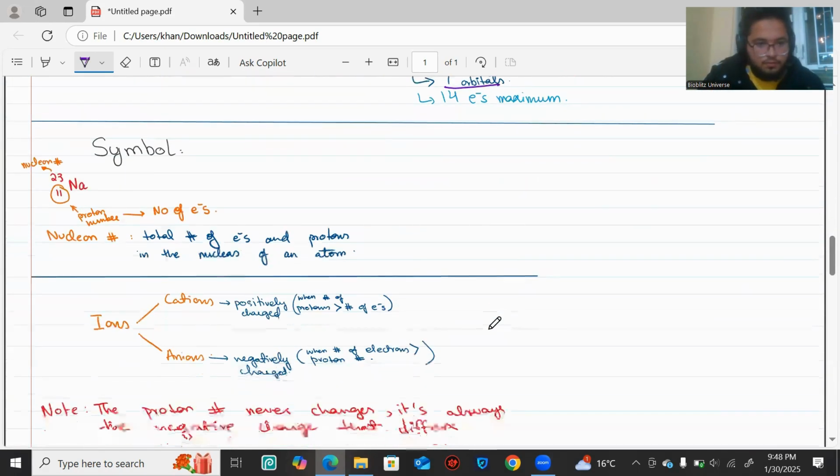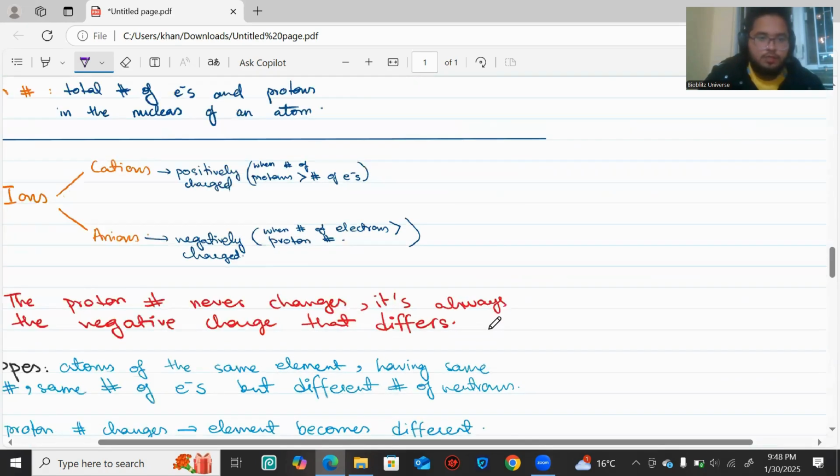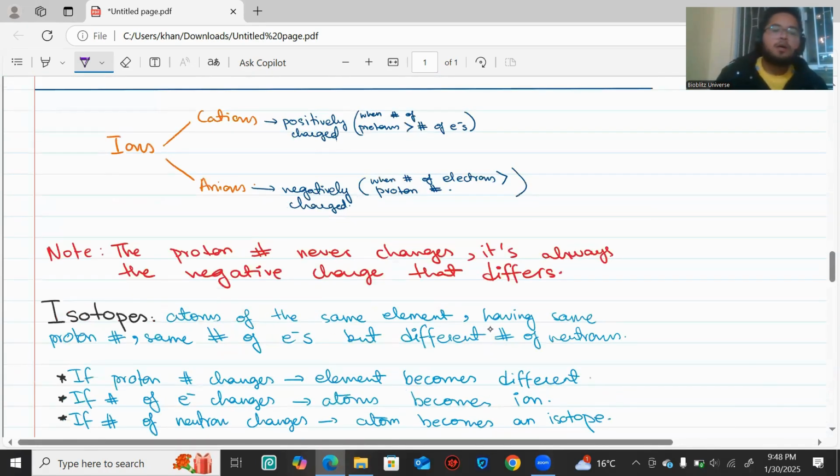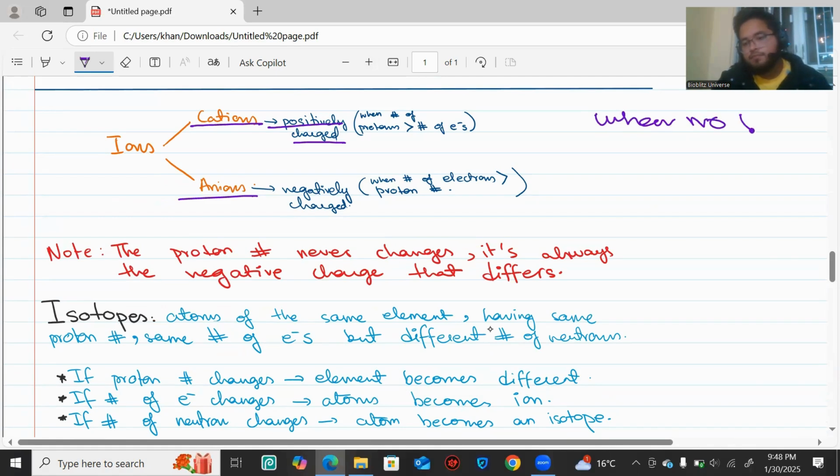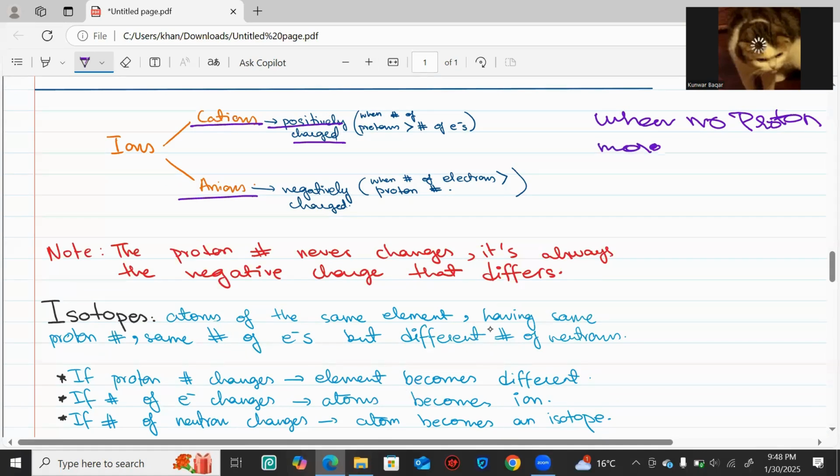Okay, now let's come to ions. Ions are basically of two types, cations and anions. Cations are positively charged. How are they positively charged? When the number of protons is more than the number of electrons. So when the number of protons is more than the number of electrons, it will be a cation, a positively charged ion.